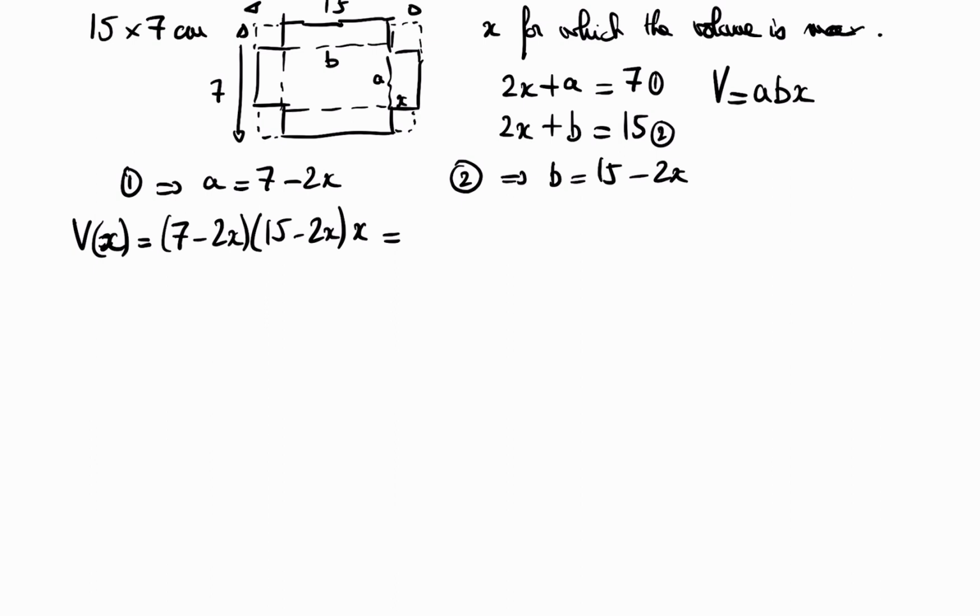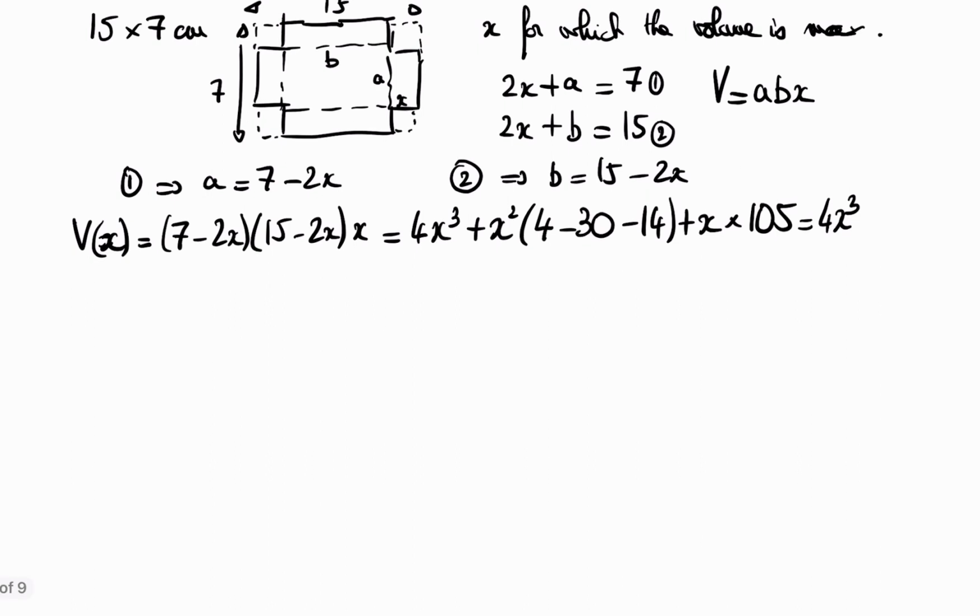That's 4x cubed. Then we have the terms in x squared, which are 4 times 7... minus 30, and then minus 14. Then we have the term in x, which is 7 times 15, being 105. So let's simplify that a little bit: 4x cubed, then 4 minus 30 minus 14 gives minus 40x squared, and then plus 105x.